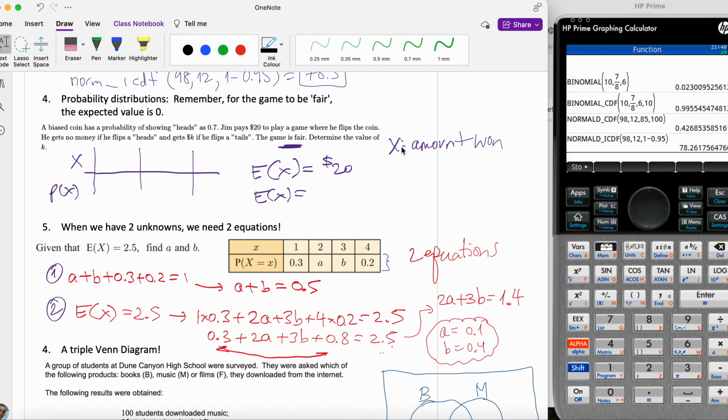So X here is the amount won, right? What can we have here? We can have heads, or we can have tails. Okay, he gets no money. The probability of him getting no money is 0.7. And then the other probability is that he wins K. So the probability of K is 0.3.